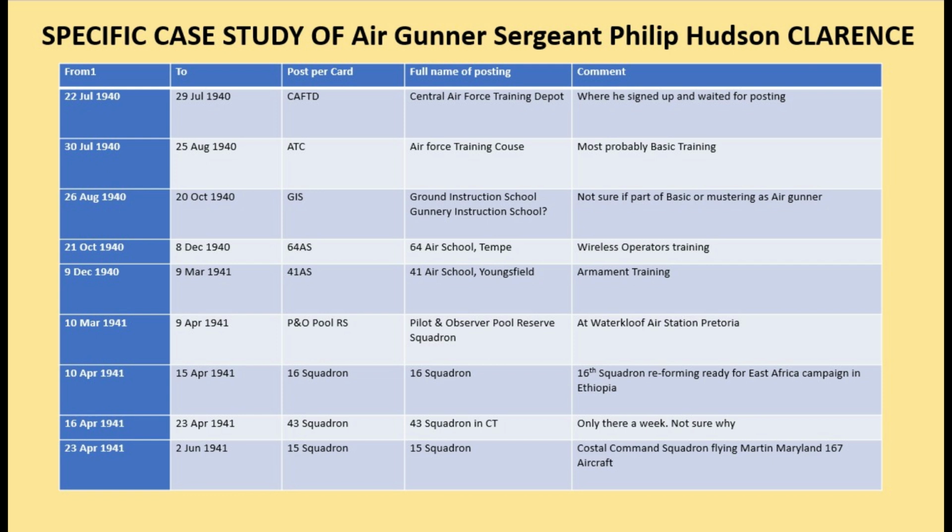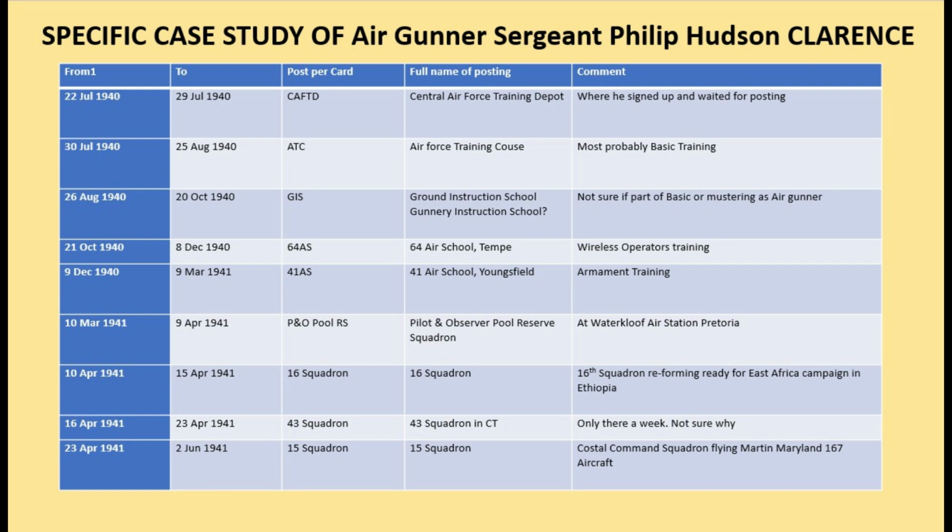From the 21st of October 1940 through to the 8th of December of that year, he served in the 64th Air School, 64 AS, at Tempe, where he was taught to be a wireless operator. From the 9th of December to the 9th of March, he was sent to the 41st AS, or the 41st Air School, which was based at Youngsfield, and here he was taught armament training. This is mostly where he learnt about firing guns and on a particular aircraft.